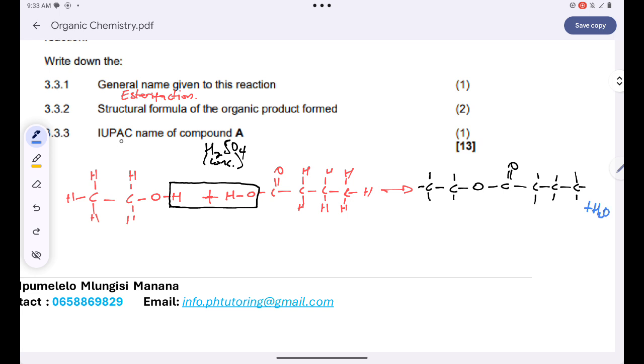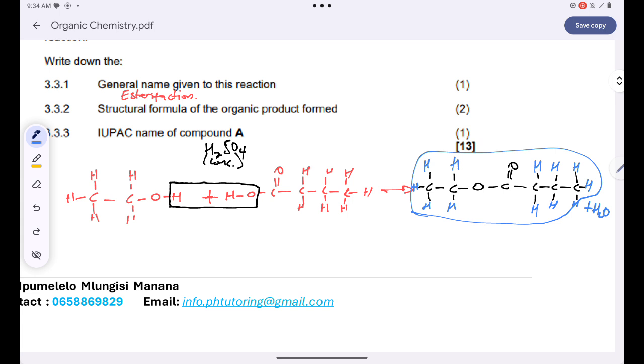So they want us to write the structural formula of the organic product. This would be the structural formula of our ester over here. Are we together? And the name of this ester will be ethyl butanoate.